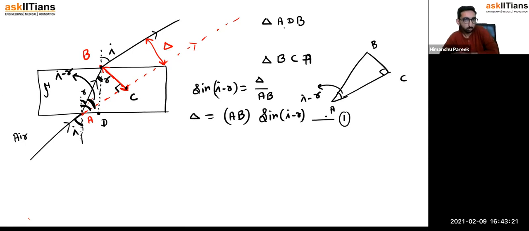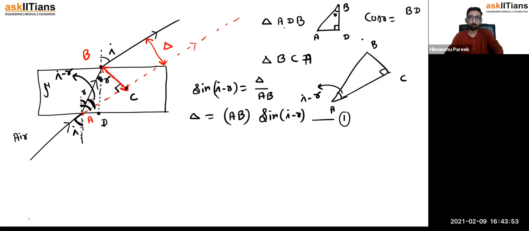Now I don't know the value of AB. So to find the value of AB, I'll go to the triangle I already mentioned, ADB. The triangle ADB looks like this: point B here, point A here, and point D here. This angle is 90 degrees, and this angle is R. Now what about cos R? Cos R is BD, which is the base, over the hypotenuse AB. Let's call this equation number 2. From equation number 2, we get AB equal to BD over cos R.